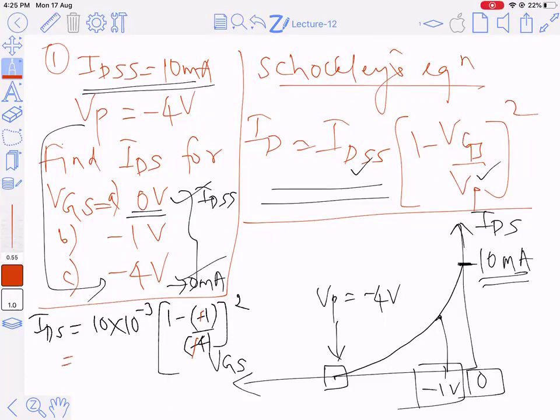Right? So you have 10 raised to -2 into (1 minus 1 by 4). It is (3 by 4) whole square, 9 by 16.